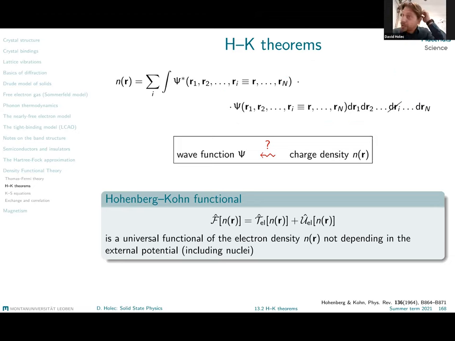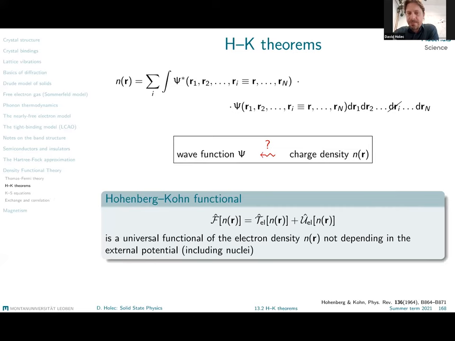This phase factor is not important for our typical observables because it yields the same charge distribution. The wave function, which is modified by this phase factor, gives the same charge distribution, the same distribution of electrons. Before we move to the second Hohenberg and Kohn theorem, let us now define a universal functional, or so-called Hohenberg-Kohn functional.